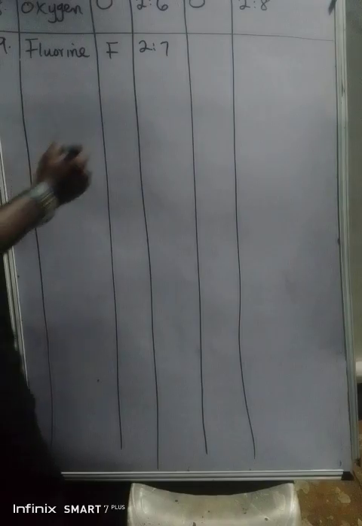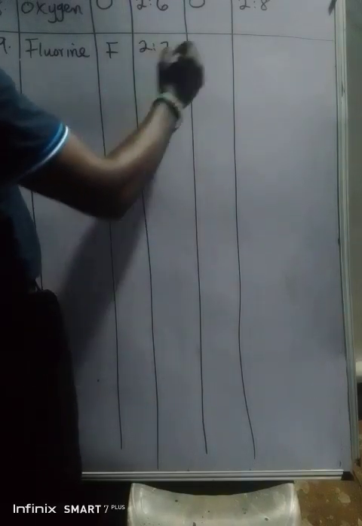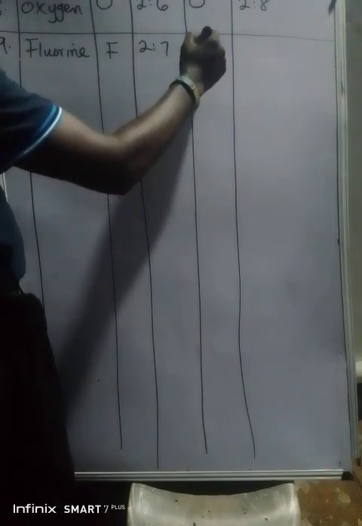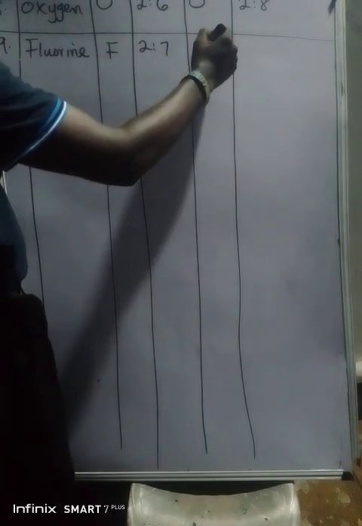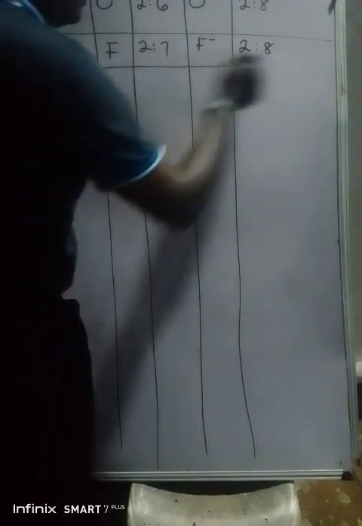Are you following what I'm doing here? So this one now, what is the symbol going to be? F what? F minus. We write just minus. We will not write 1; when it is 1, we only write the symbol. What is the configuration now going to be? 2, 8, like neon.